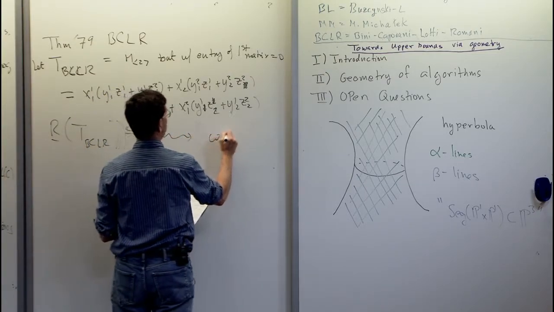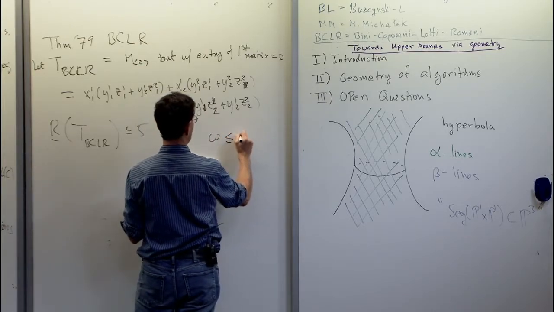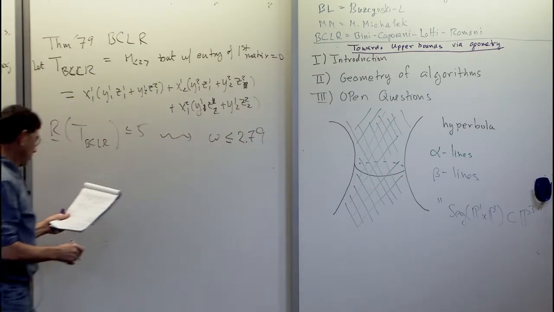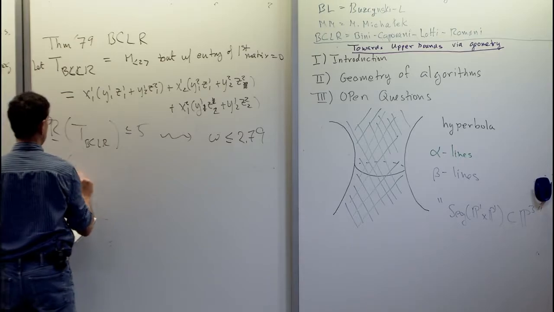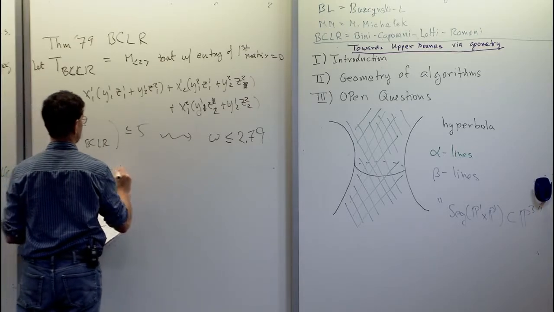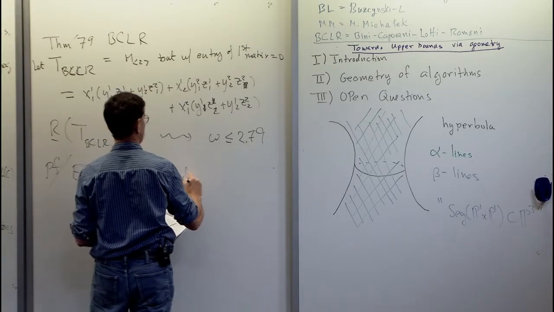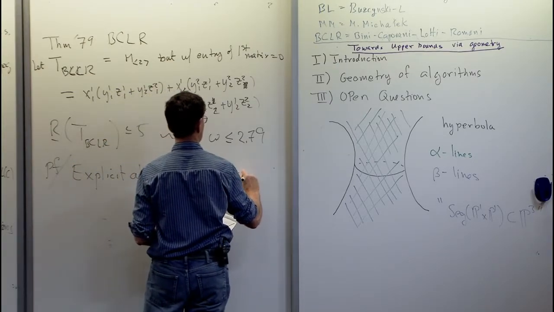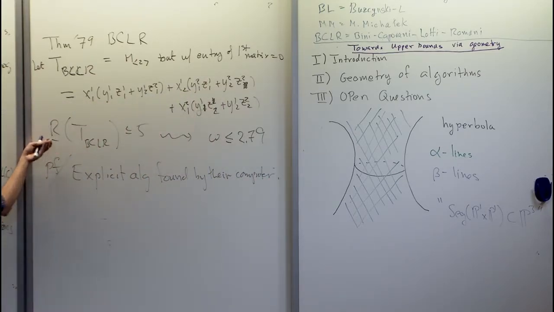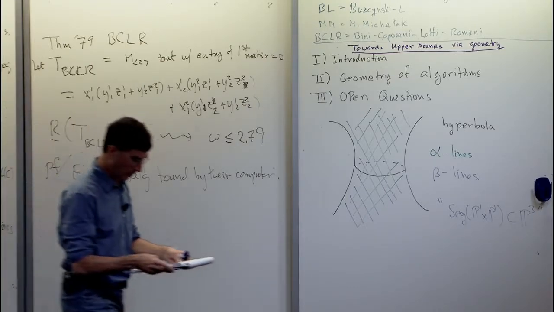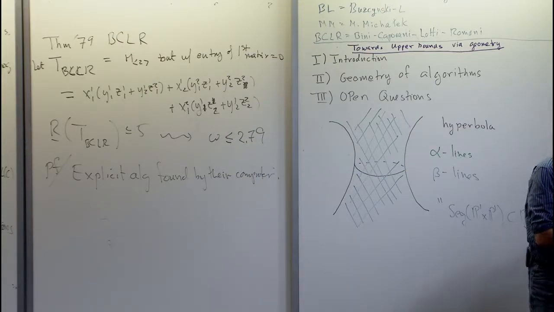And that can be used to prove that the exponent of matrix multiplication, which I have not defined, is at most 2.79. And the proof was an explicit algorithm found by their computer. Okay, so there's a lot more math that goes into here than I'm mentioning. For example, the notion of border rank was unknown to computer scientists until Bini rediscovered it. And then he had to prove that border rank was as good as rank for the exponent of matrix multiplication.